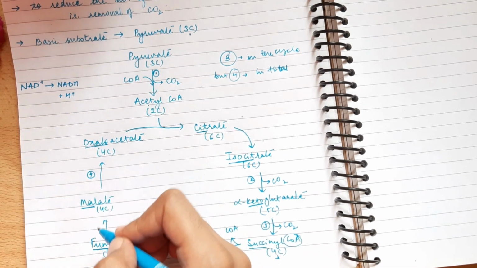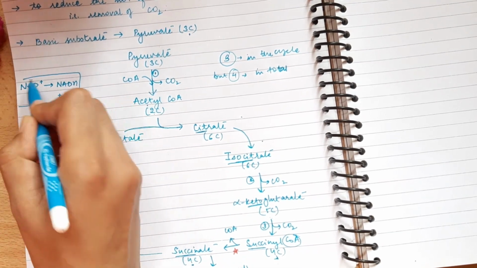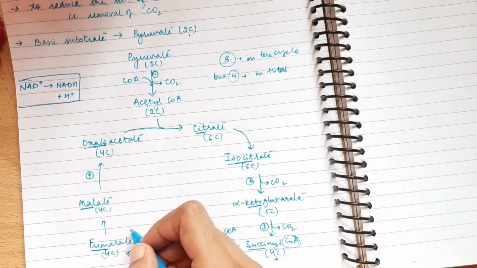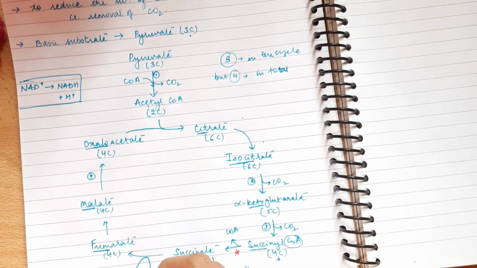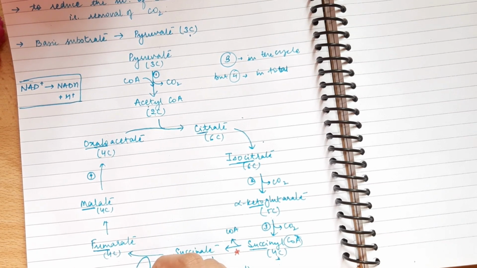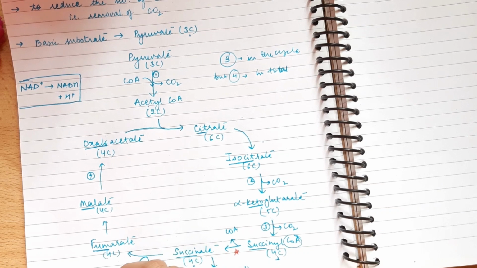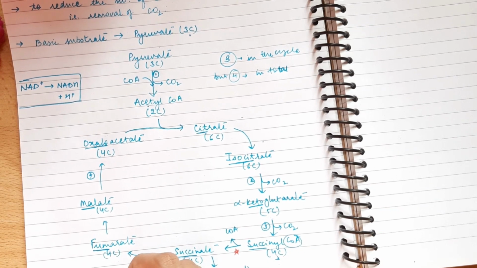Alright. Now at one place, FAD plus is reduced to FADH2. That is when succinate is converted to fumarate. So you see, all these reactions are basically oxidation reactions where these intermediates are oxidized and at the same time these FAD plus and NAD plus are being reduced.